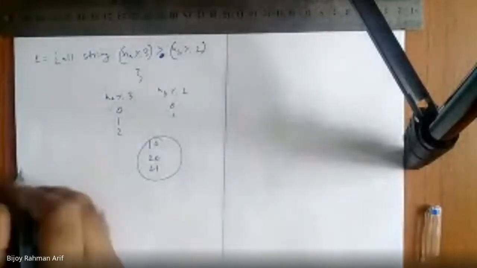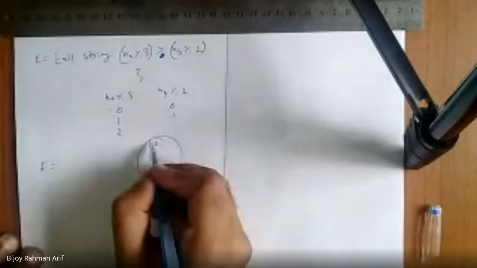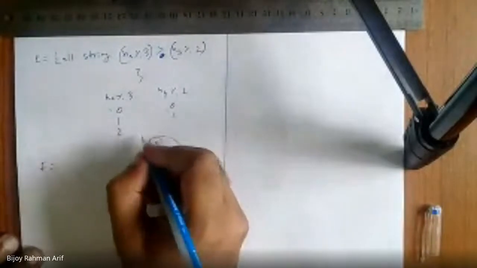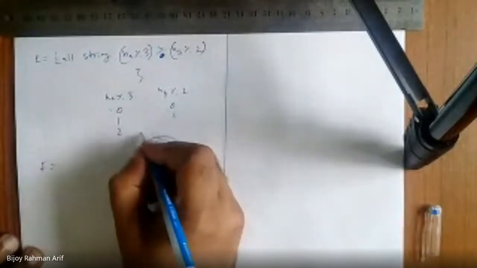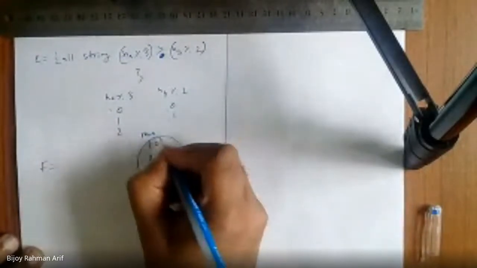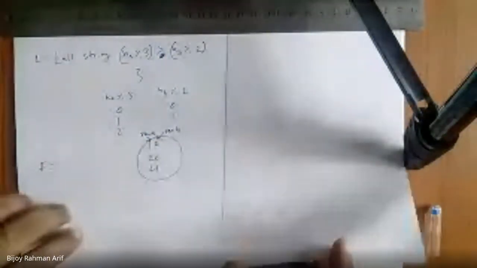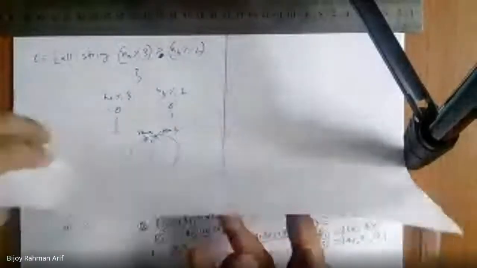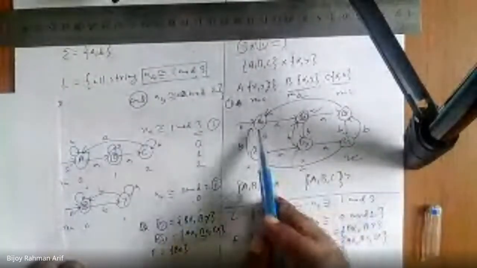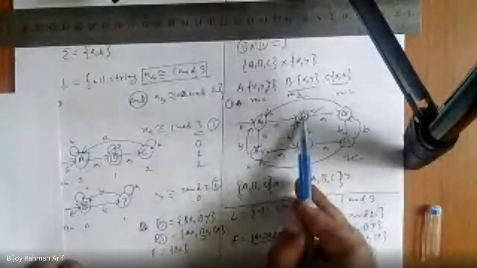So what will be the final state? This is actually the remainder of A. This one is the remainder of B. So remainder of A is 1, remainder of B is 0. So what would be the final state? Remainder of A this one, and this one is 0.